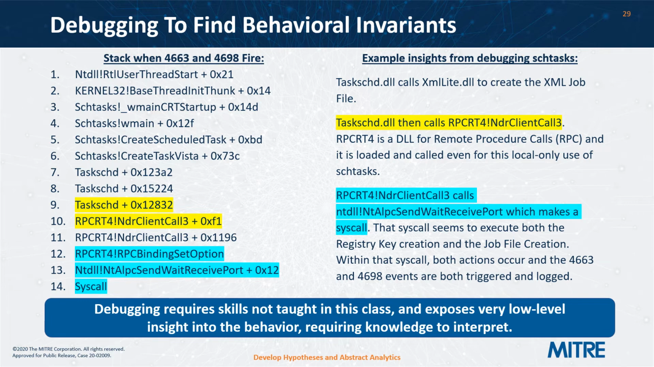and that schtasks invokes the taskSched DLL, which is common with the API and GUI invocations, and that an RPC runtime DLL is called, which makes a syscall that executes both the registry key creation and the job file creation. And we see that both the 4663 registry event and the 4698 scheduled task events both fire during that syscall.